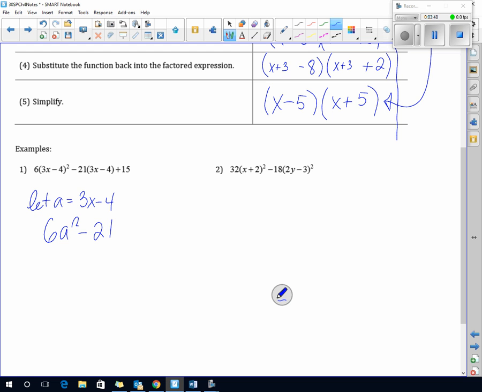What's the first thing I should be doing? Yeah, see if there's a common factor I can take out, and there is. What is it? A 3. So 3(2a² − 7a + 5). Don't forget the 3 when you factor again. So what is this going to be? Well, there's only 2 factors of 2, 2a and a, and there's only so many factors of 5. Play around with it now. What do you get?